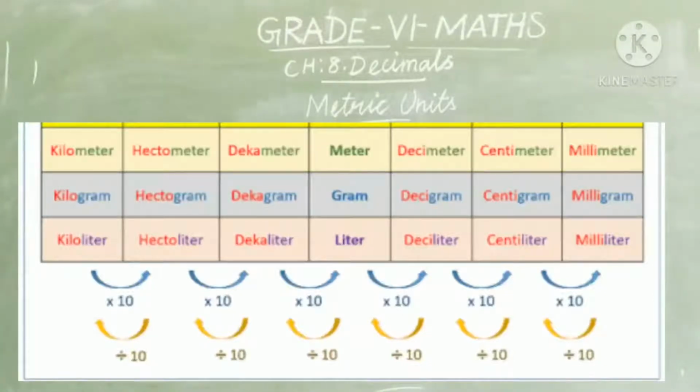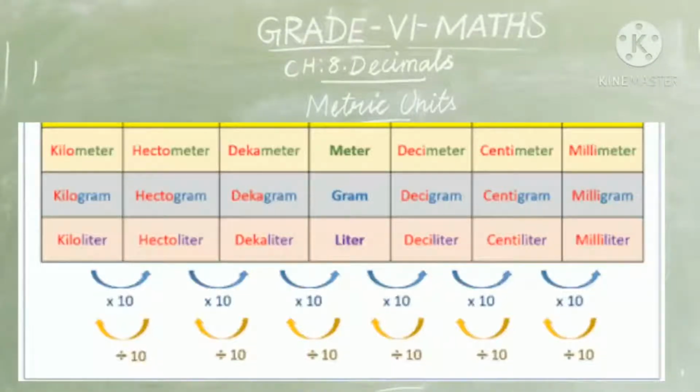Here, we are going to see the relation between each unit. The difference between any two neighboring units is 10. That means kilometer to hectometer, 10 units. Hectometer to decameter, 10 units. Decameter to meter, 10 units. Likewise, the relation between two units is 10. Like this, for liter and grams.